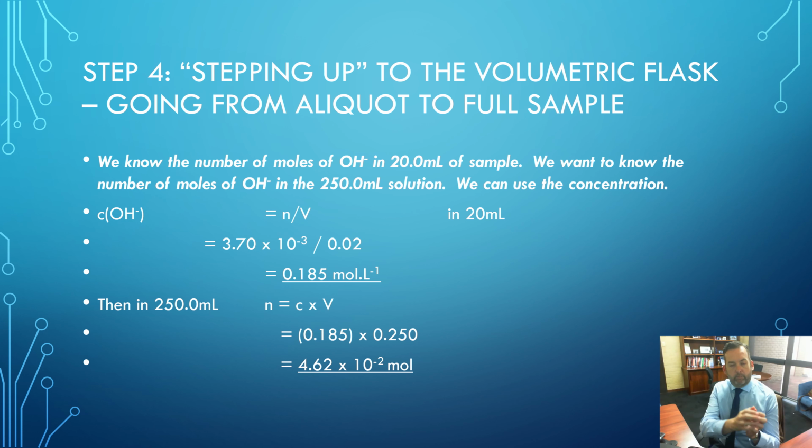So then what we can do is, if we know the concentration and we know the volume of the big solution, we take the concentration times the volume, and we get a number that should be bigger than the original number, which it is, which is 4.62 times 10 to the minus 2. So this 0.185 here is the concentration in the aliquot, and this is the volume of the volumetric flask.